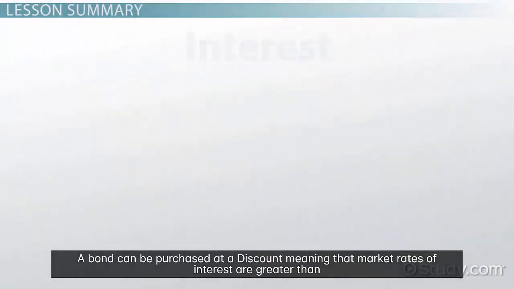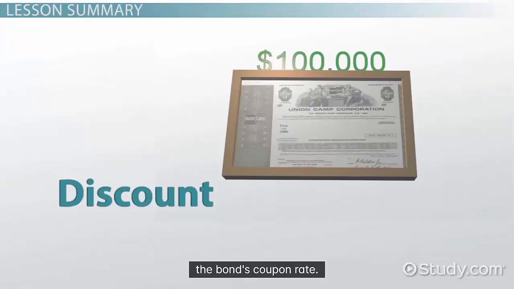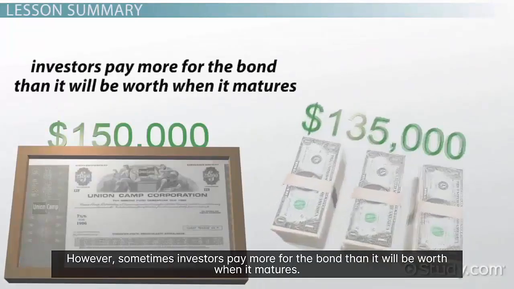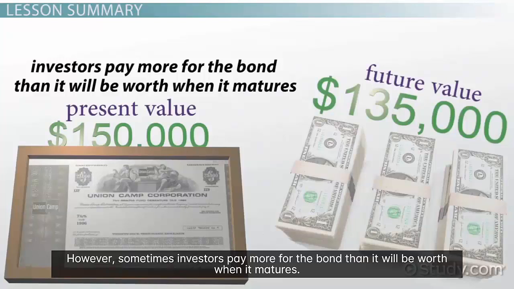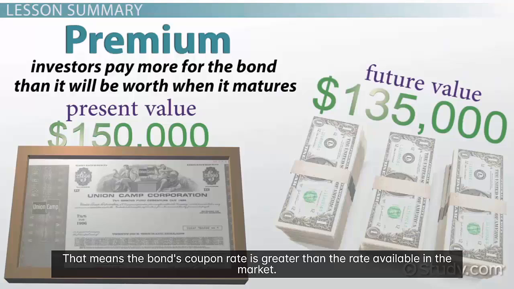A bond can be purchased at a discount, meaning that market rates of interest are greater than the bond's coupon rate. However, sometimes investors pay more for the bond than it will be worth when it matures. This type of bond is purchased at a premium. That means the bond's coupon rate is greater than the rate available in the market.